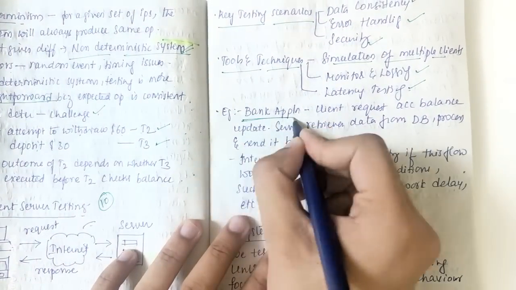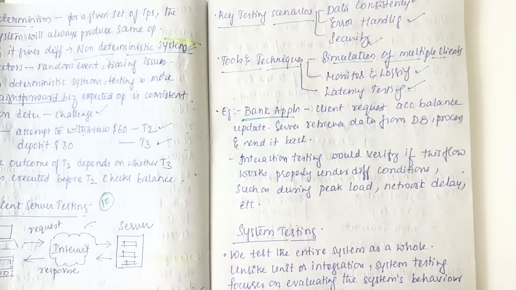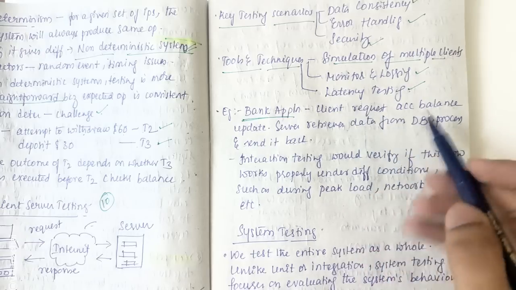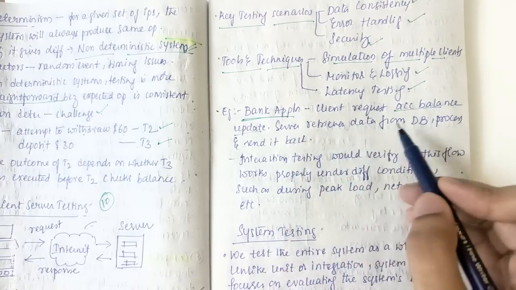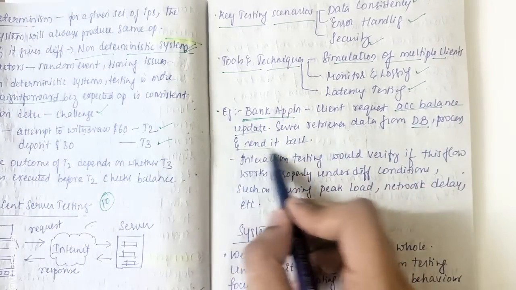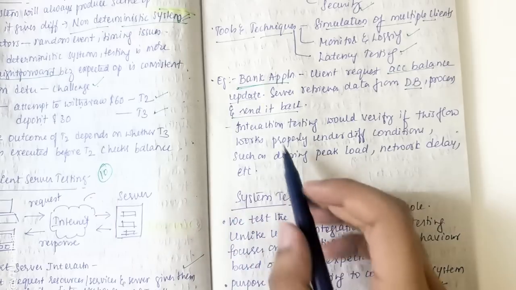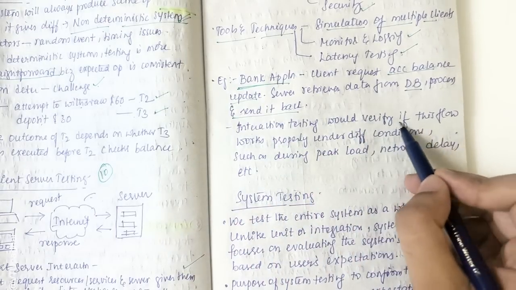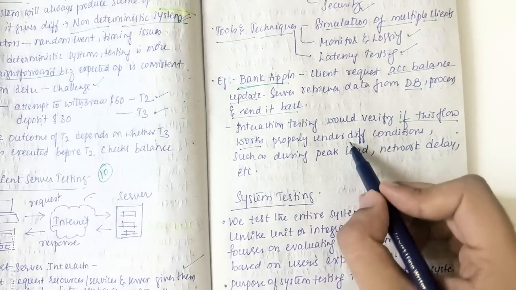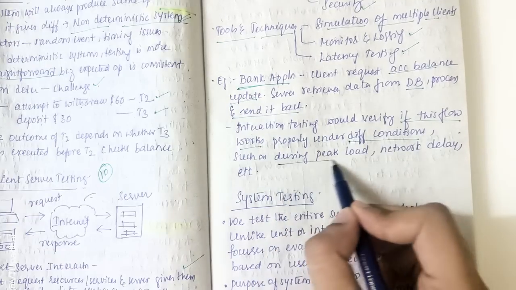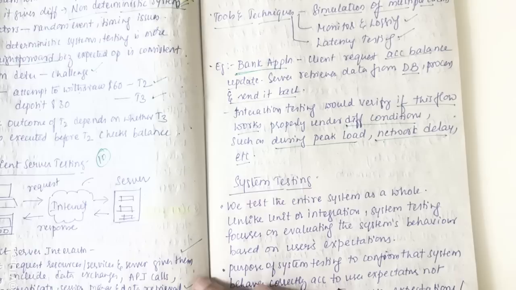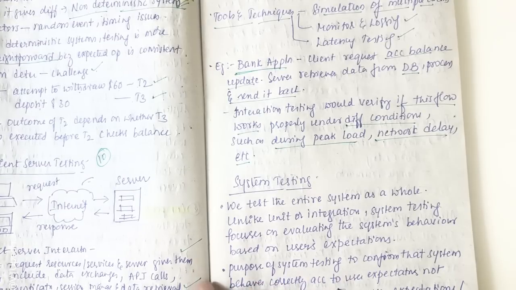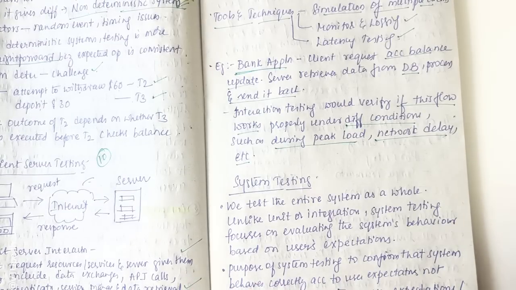Looking at an example for client server testing, we can write a bank application. The client requests an account balance update, and the server retrieves data from the database, processes it and sends it back to the client. Here interaction testing would verify if this flow works properly under different conditions such as peak load at peak time, network delay, network failure, or any such situations. So this was about client server testing. Let's move further.